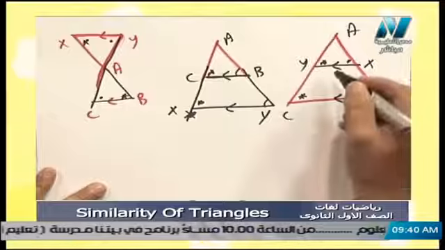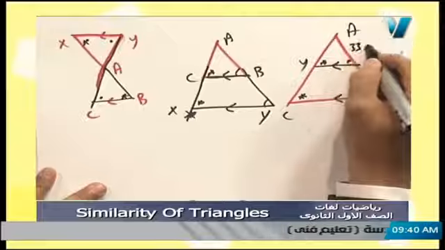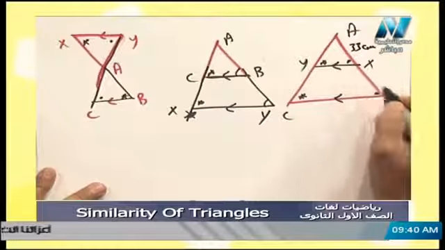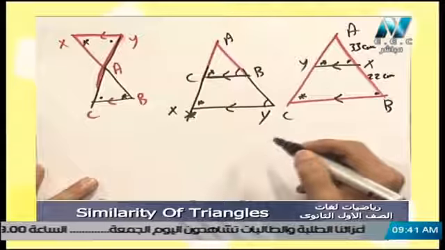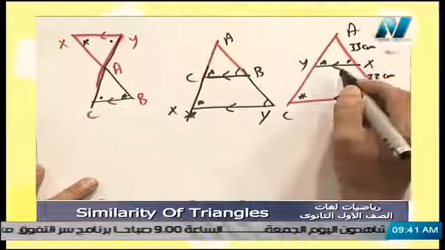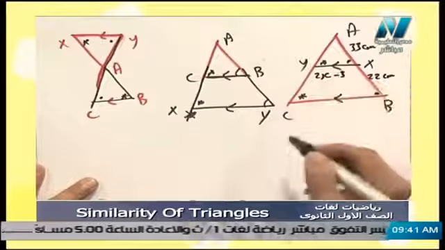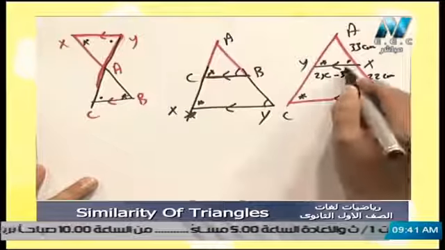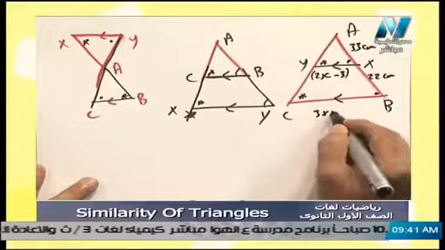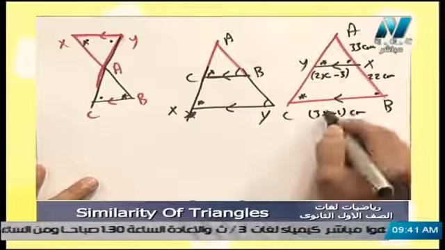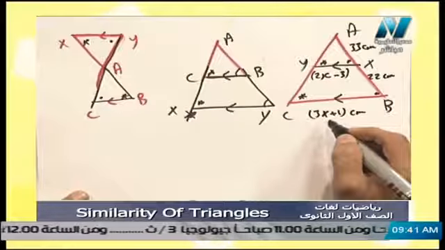Okay, let's move to an example. If we have this triangle specifically and AX equals 33 centimeters, and XB equals 22 centimeters, and XY equals 2x minus 3 centimeters, and CB equals 3x plus 1 centimeters, we are asked to find the value of x.